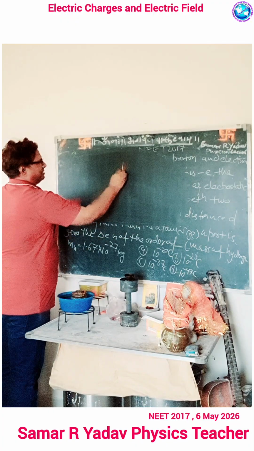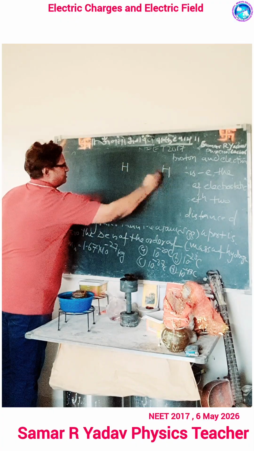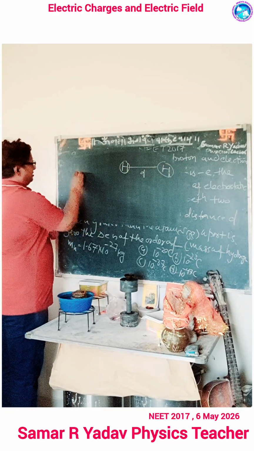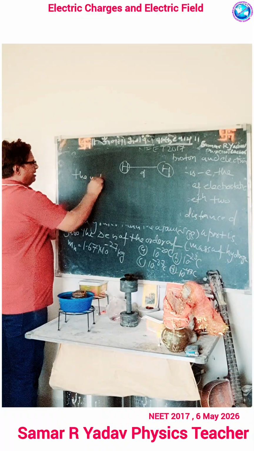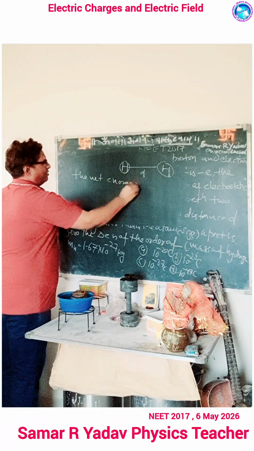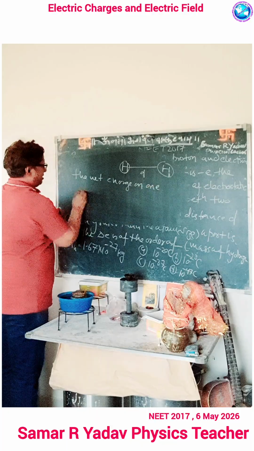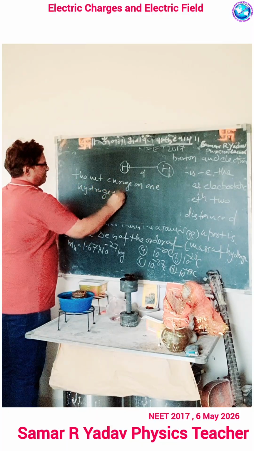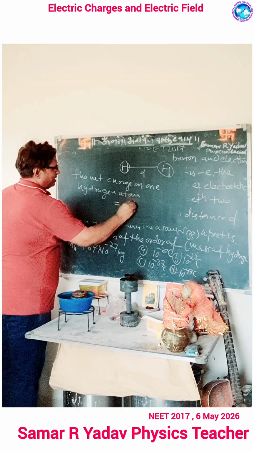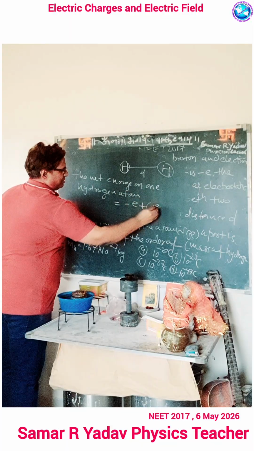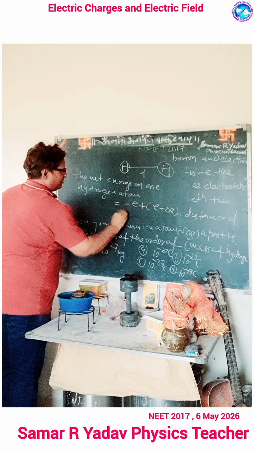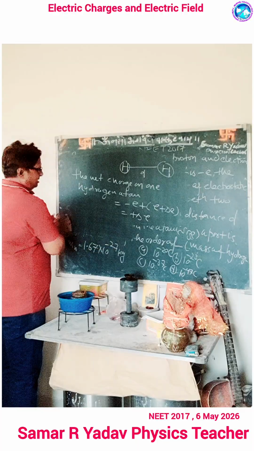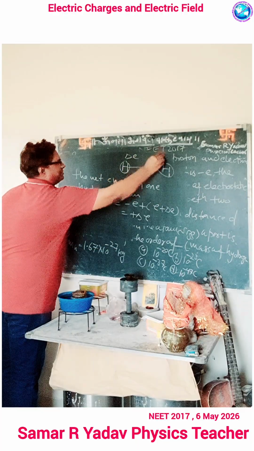Two hydrogen atoms, H and H, placed at a distance d. Now the net charge on one hydrogen atom is equal to minus E plus delta E, which is equal to plus delta E. Therefore each has the charge delta E.